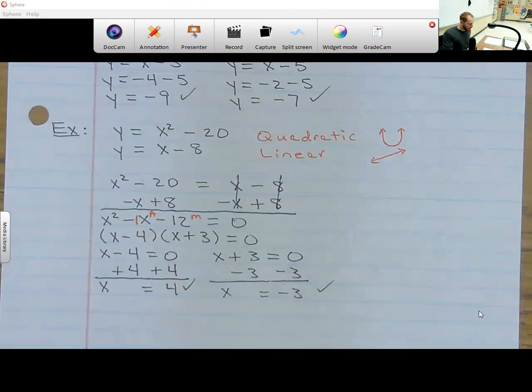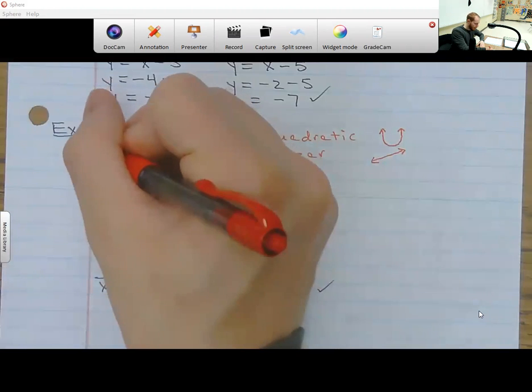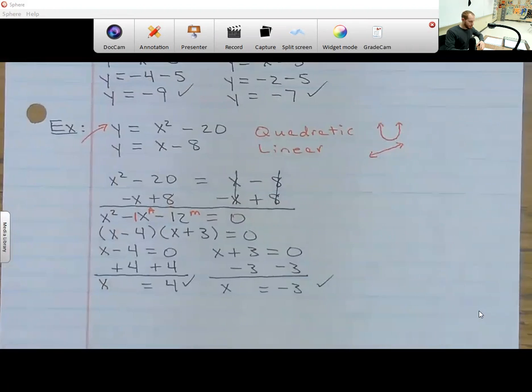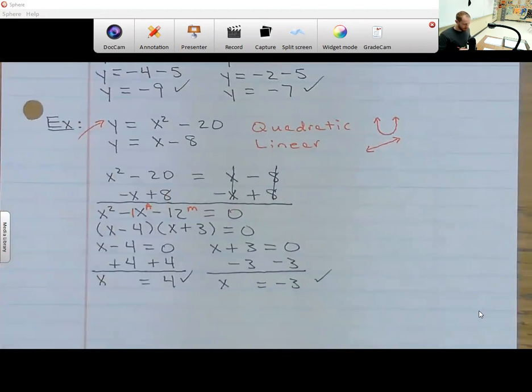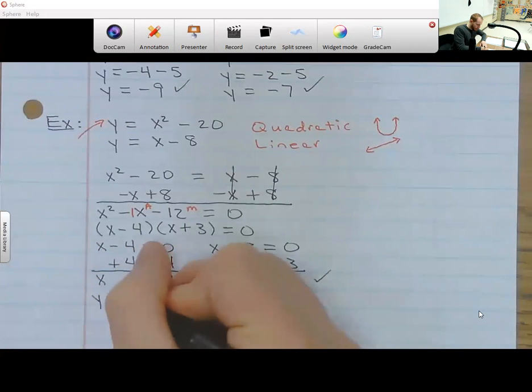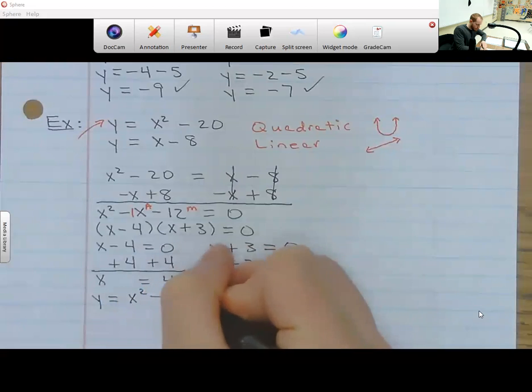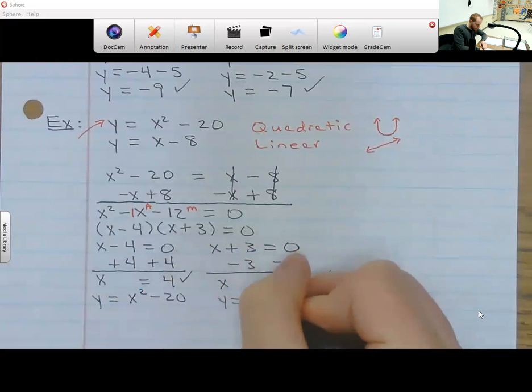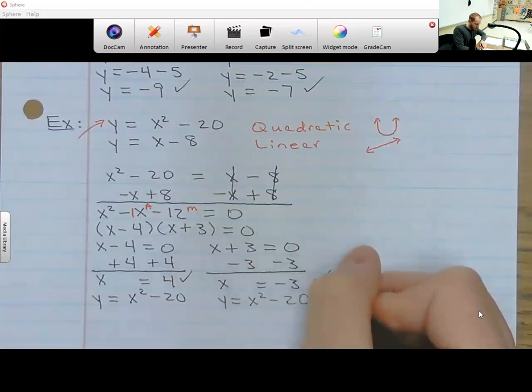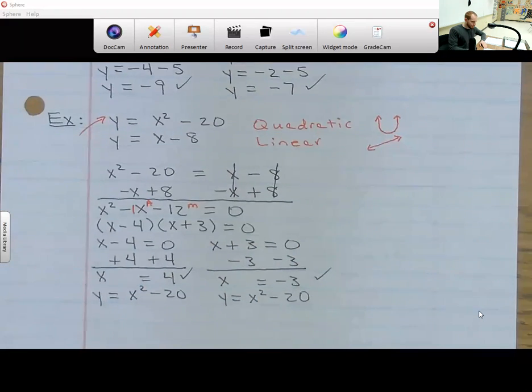How am I going to find my y values? Well, I could plug back into the top, or I can plug back into the bottom. And just to show you either one works, I'm going to plug back into the top. You can do what you want, but I'm choosing the top one this time. So the top one says y equals x squared minus 20. And now I'm ready to plug back in.